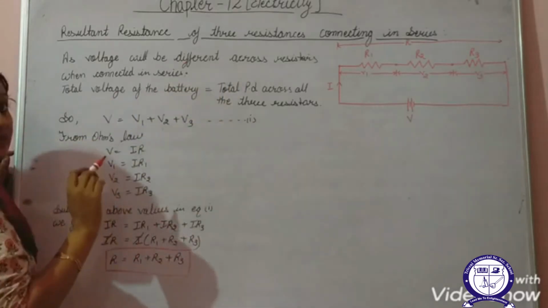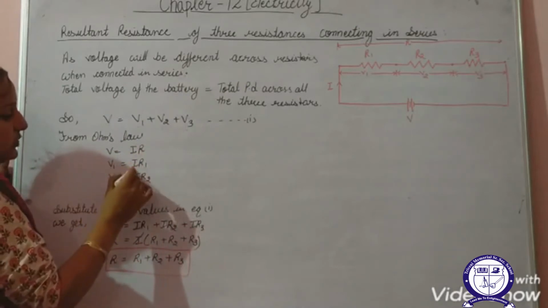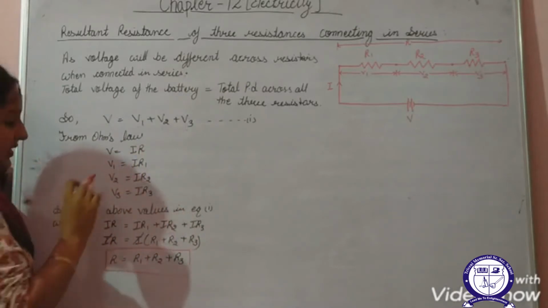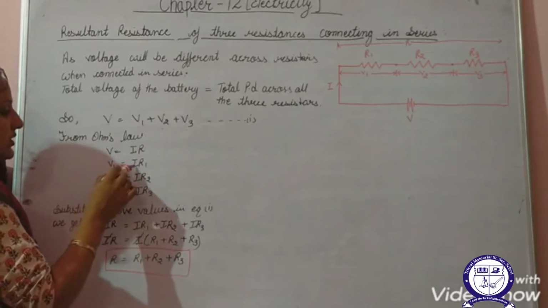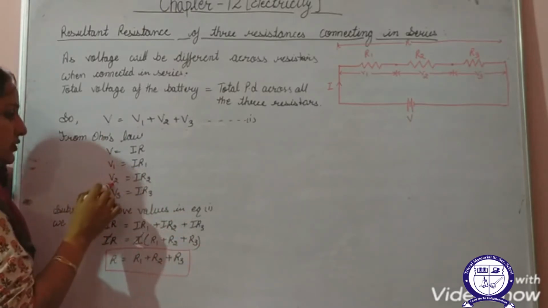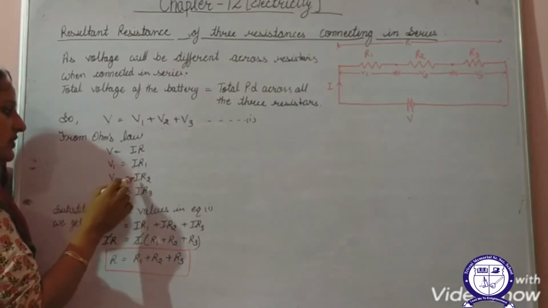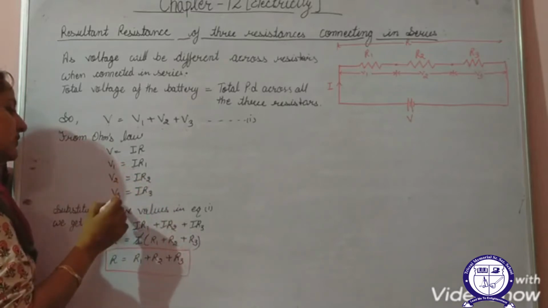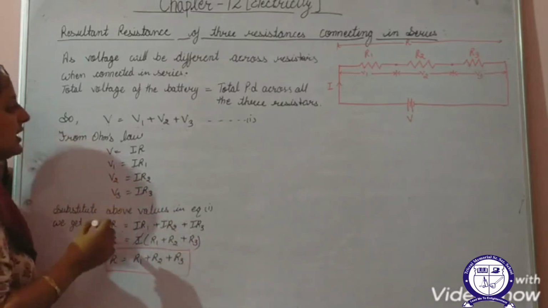Next is V1. V1 is across R1. Now across R1 we know that the current is also I. So we can say that V1 will be equal to I into R1. Now V2 is across R2, so V2 will be given by I into R2. In a similar way, V3 will be equal to I into R3.